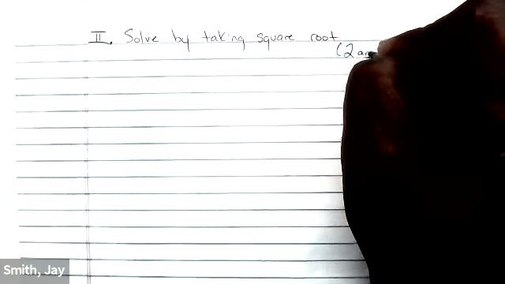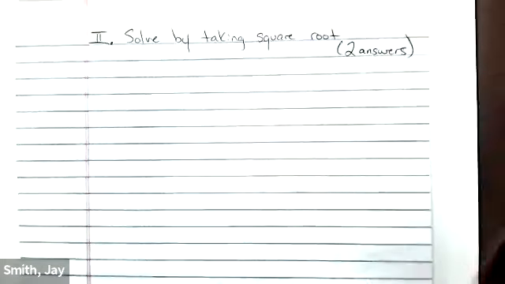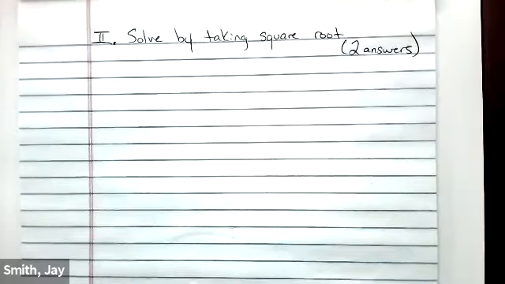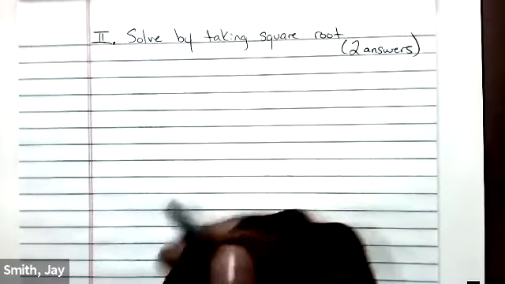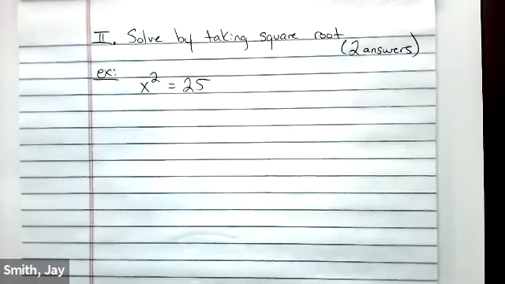Take note that we will have 2 answers here. So we're given the quadratic x squared is equal to 25. This is our first example for simple quadratic.